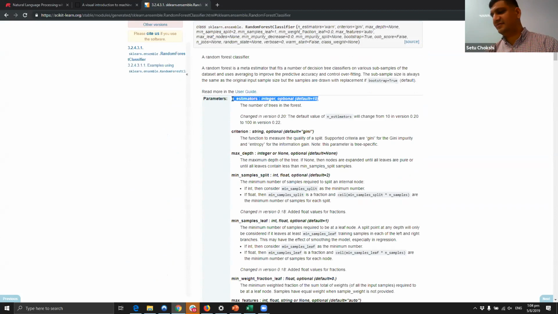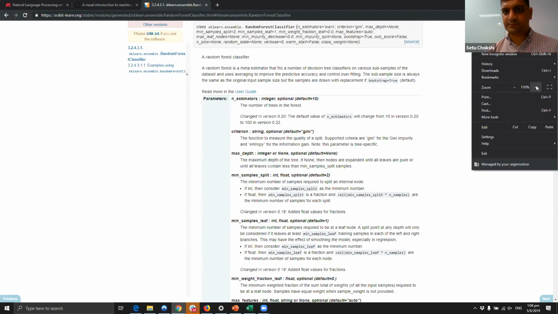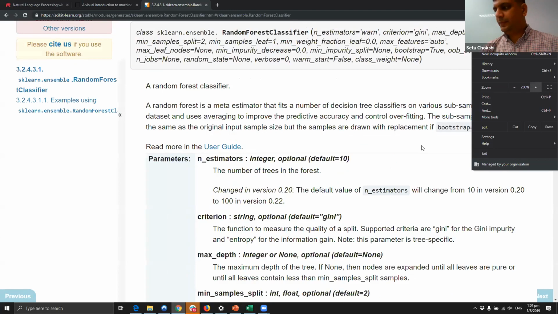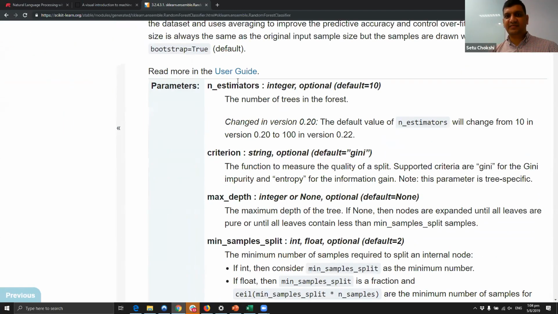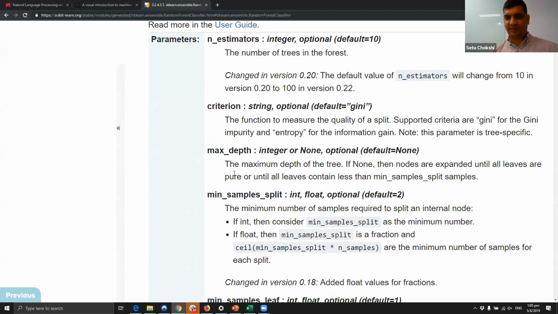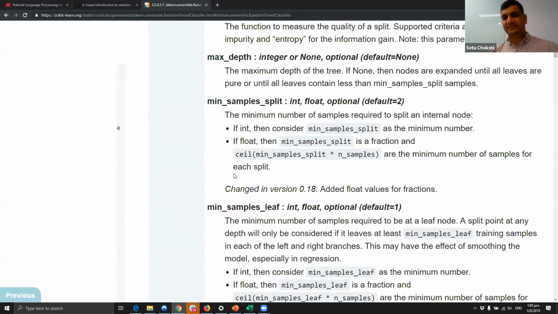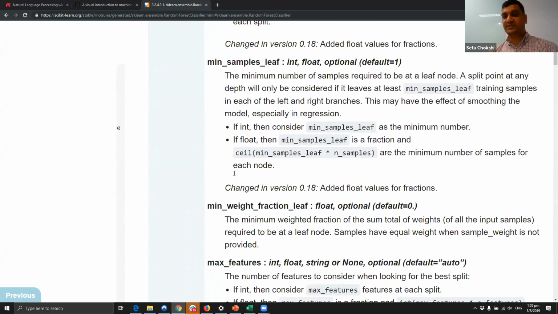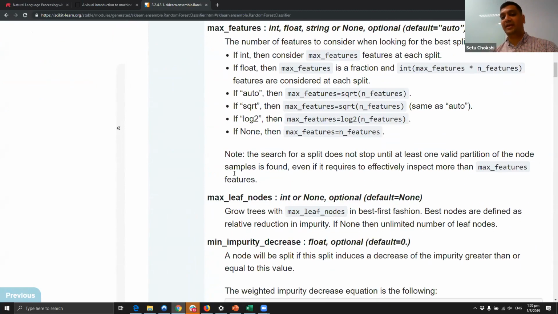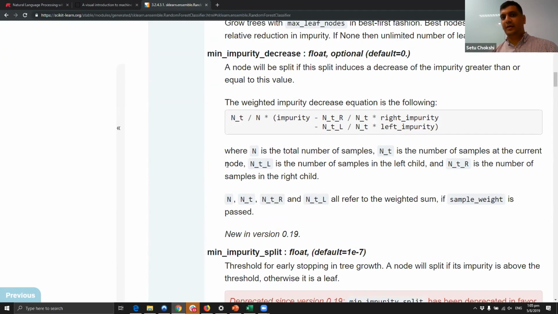The first one we have is n estimators, which says how many decision trees I need to build. The default value is 10. That's something that you can control. Criterion, again, something that we did before. Max depth, something that we did before. Min sample split, min sample leaves, which is again very similar to what you were doing in a decision tree. Bootstrap.